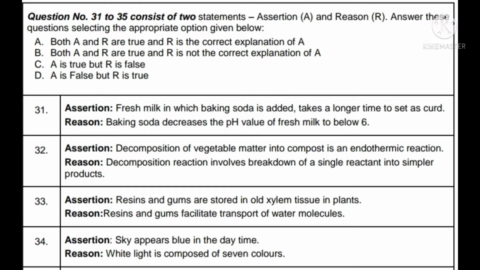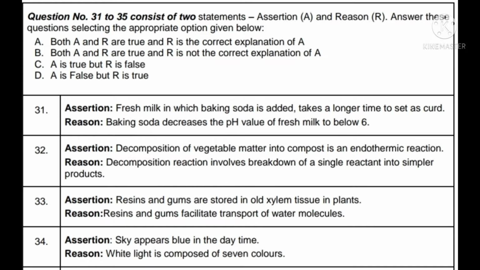Question number 31 to 35 consist of two statements, assertion and reason. Answer these questions selecting the appropriate option given below. Option A, both A and R are true and R is the correct explanation of A. B, both A and R are true and R is not the correct explanation of A. C, A is true and R is false. D, A is false but R is true.